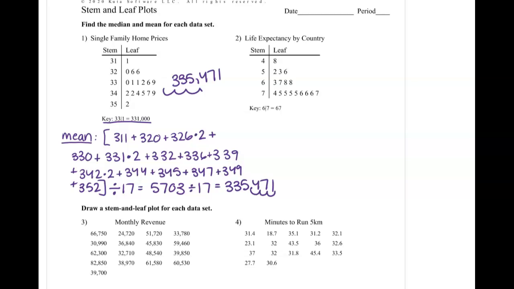Hang on, I'm not going to draw that up there. I'll show you why in a second. I'll draw it down here. We actually have 335,471 for our mean single-family home price.